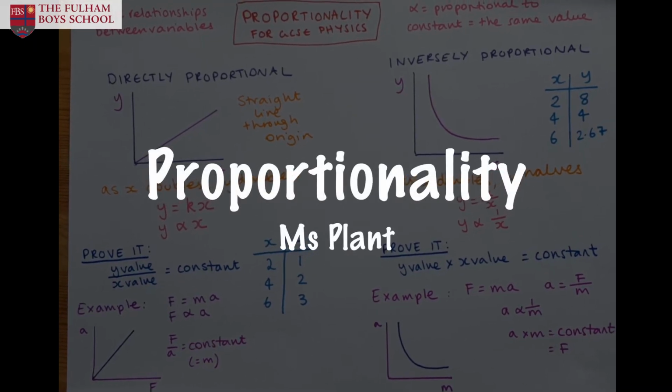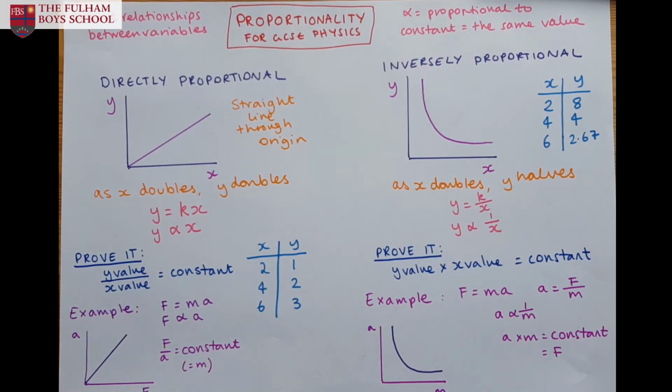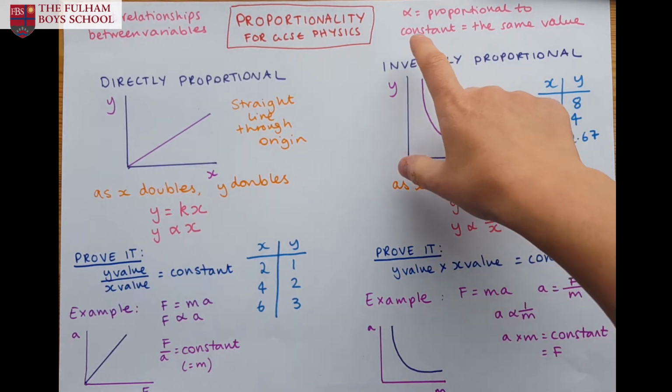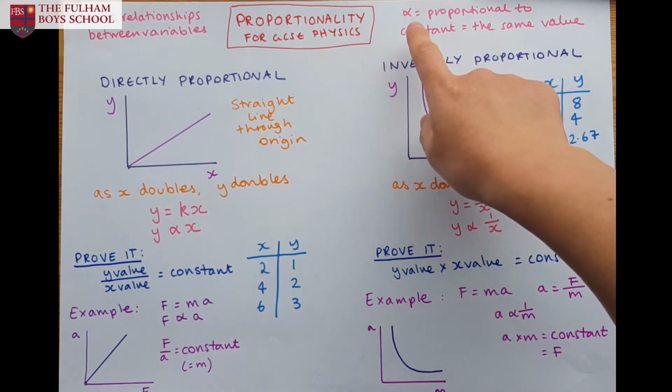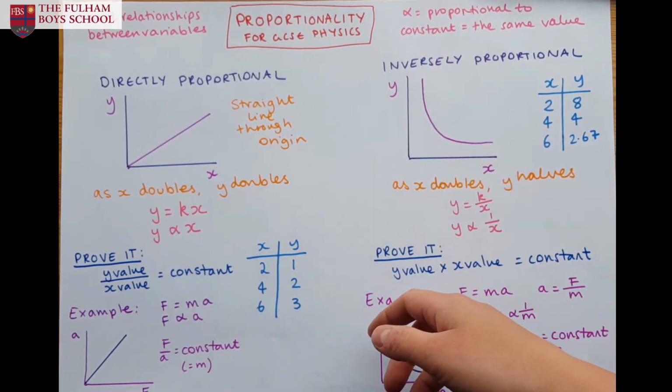I'm going to talk you through proportionality for GCSE Physics. So proportionality is all about the relationship between variables. You need to know that this symbol here means proportional to. And you also need to know that constant means the same value. You probably don't know that.